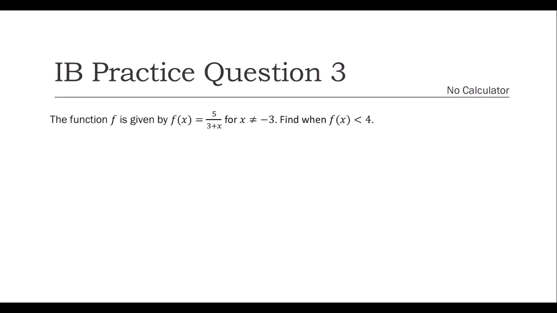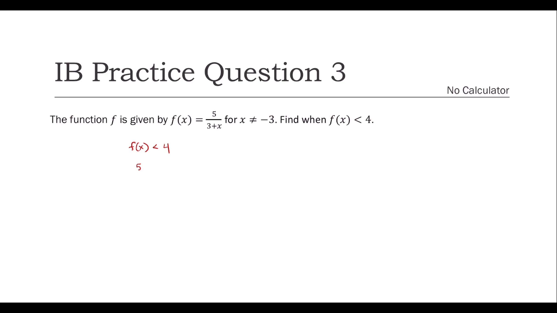Finally, we have our third IB practice question, which is also a no calculator question. It says the function f is given by f of x equals 5 over 3 plus x for x not equal to negative 3. Find when f of x is less than 4. So we want to find when f of x is less than 4.